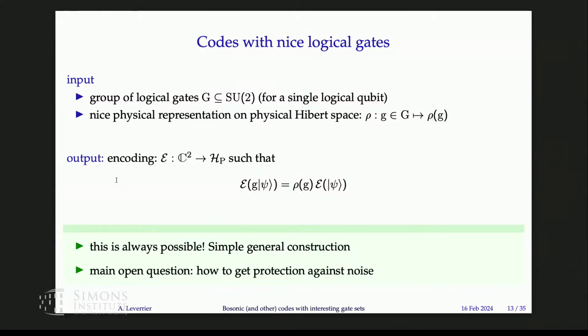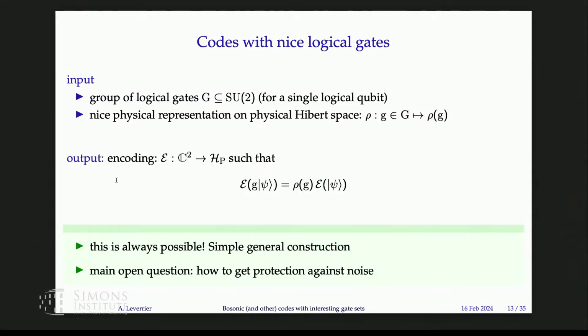As I mentioned at the beginning, if you were not interested in Bosonic codes, you can come back now, because here it's a very general statement. So the ingredients that you're given: you're given a group of logical gates. Say if you have a single logical qubit, you want a subgroup of SU(2), maybe you want all of SU(2). And then what you're also given is a nice physical representation of that group on the physical Hilbert space. Okay, so a representation rho.